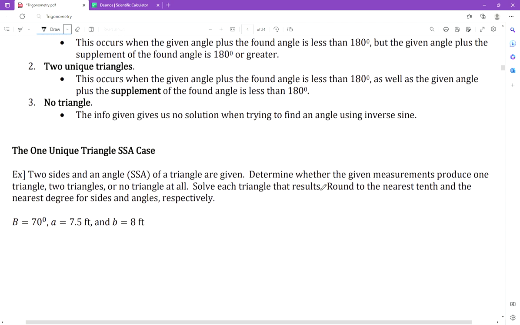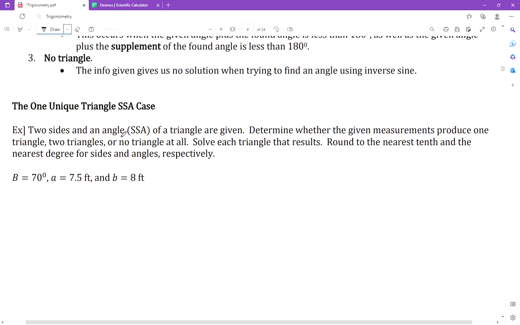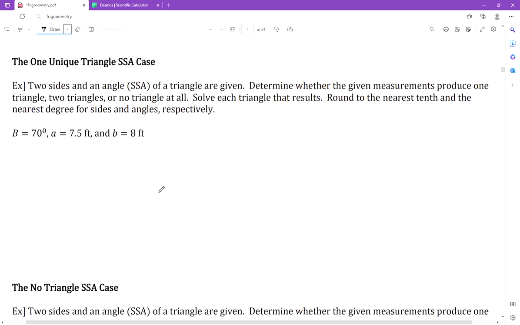Now, when doing these problems, they're not going to tell us which case it is. We're going to have to figure it out, but we'll show why this is the one triangle case. It gives two sides and an angle, and asks us to determine whether the given measurements produce one triangle, two triangles, or no triangles at all. Solve the triangle that results, rounding to the nearest tenth for sides and the nearest degree for angles. We're going to use a calculator.